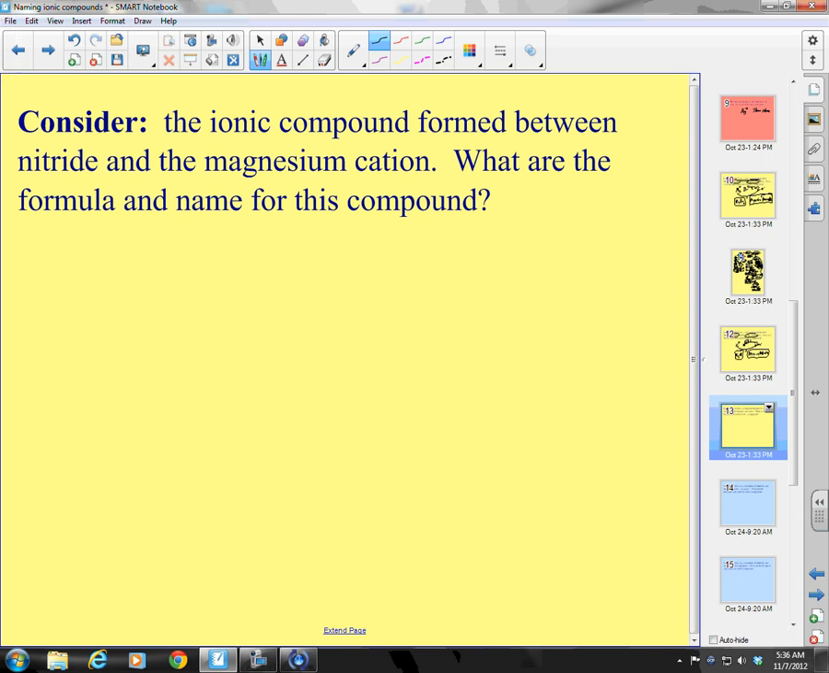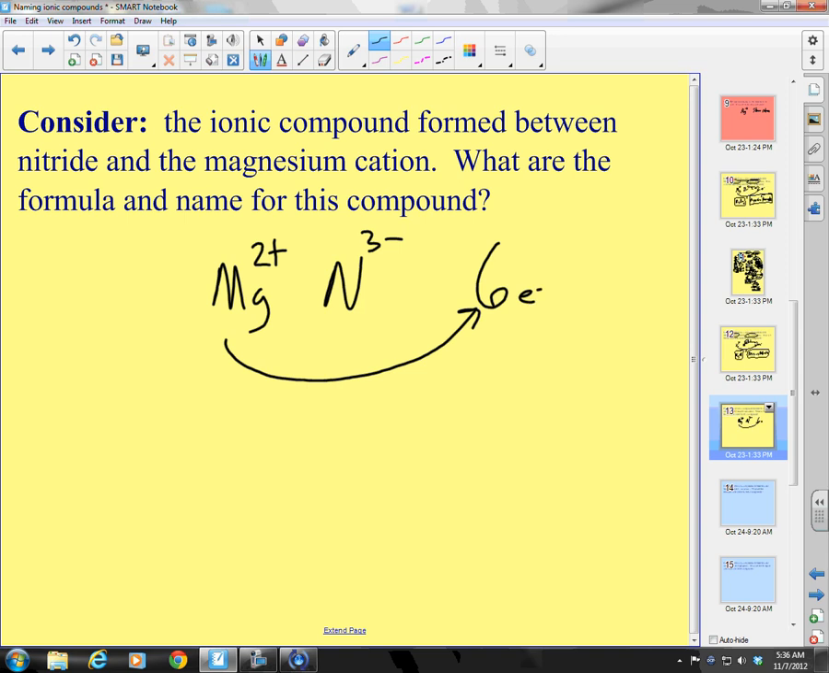All right, do you have an answer? We have magnesium and we have nitrogen. Magnesium is a 2 plus. My nitrogen is a 3 minus. What's my least common multiple? 6. So this is 6 electrons, right? How many magnesiums does it take to create 6 electrons? Well, I need 3 magnesiums giving up 2 electrons each to get 6 electrons. How many nitrogens does it require to consume 6 electrons? Each nitrogen is going to take 3, so I need 2 nitrogens. So I have Mg3N2, and what's my name?